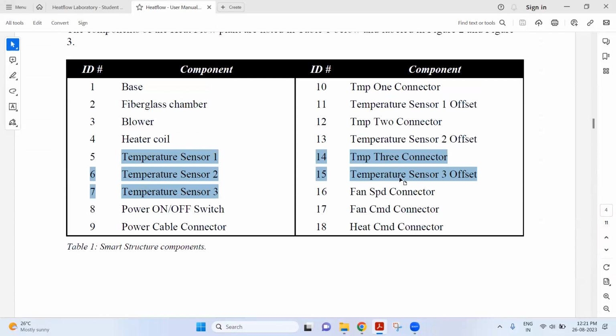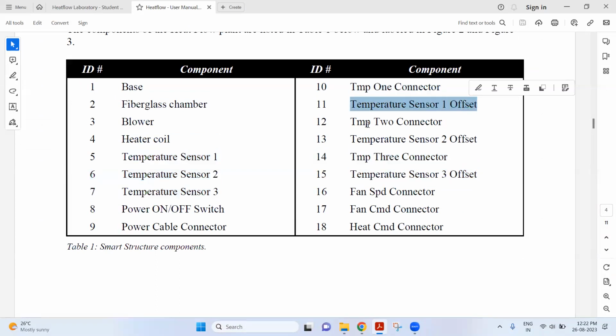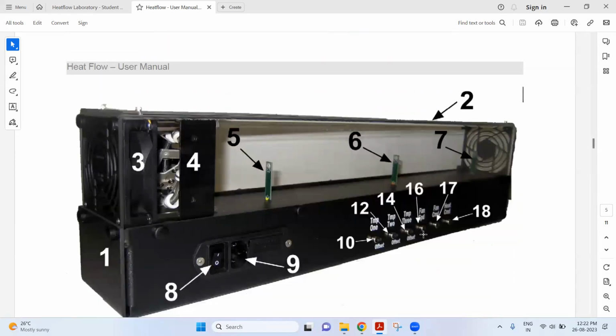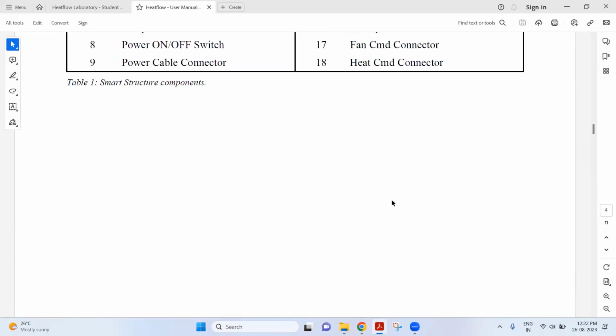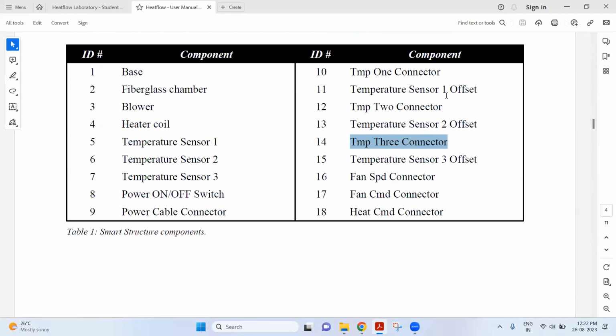What is the sensor one offset? This is temperature 1 connection, temperature offset, temperature 2 temperature offset, temperature 3 temperature offset. Offset, in the sense, it will give two data. This is just a connection to one side, and this offset will give temperature details of how much is the temperature range.